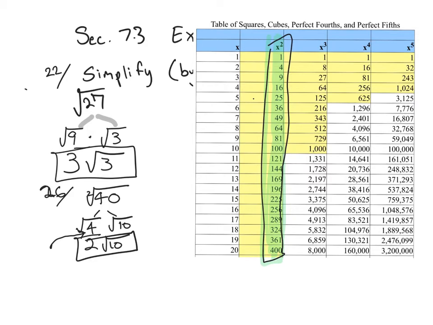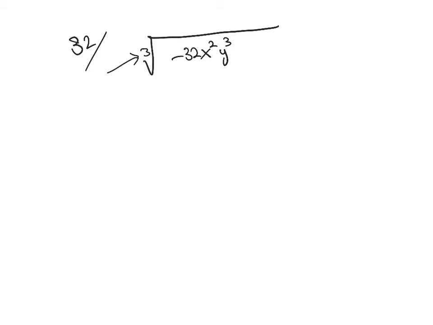All right, let's take this a step further. Let's go with number 32. We're going to get the cube root of negative 32 x squared y cubed. Oh, it sounds like the elota man is passing by. So what we're going to do now is look at my index. My index is 3, so I'm looking for perfect cubes.